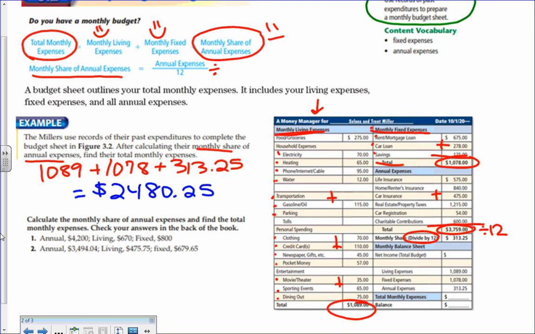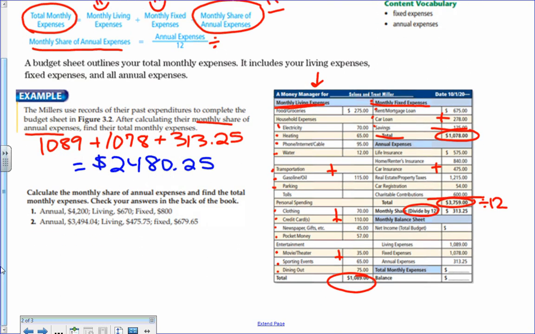Alrighty, so we're going to try this. Numbers 1 and 2. So I'm going to scroll down just a little bit. I'm going to put number 1 right here. Our annual expenses are $4,200. So we have to take the $4,200 and make it behave in our monthly budget. So we're going to divide that by 12. So our monthly portion of our annual bills is $350.